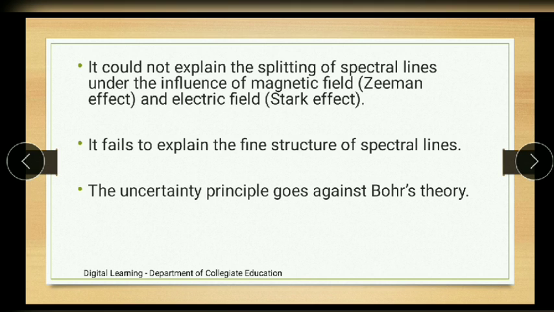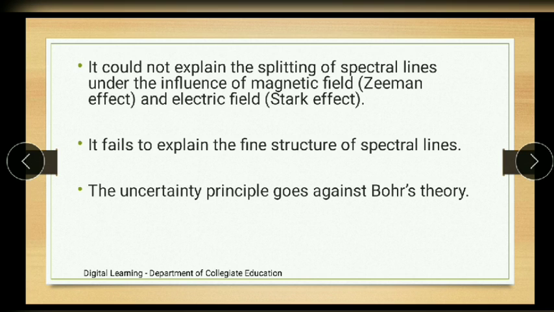The next one: it fails to explain the fine structure of spectral lines. What is this fine structure? When a single line in the spectrum is observed with the help of a powerful microscope, it is found to split into a number of closely spaced lines. This spectrum consisting of closely spaced lines is called fine structure. Bohr's theory could not account for this.